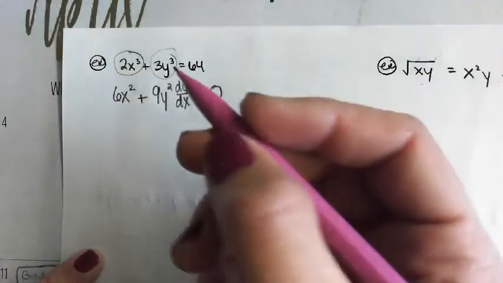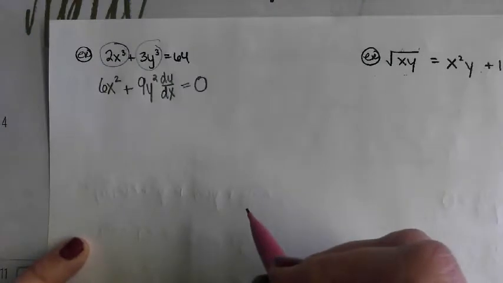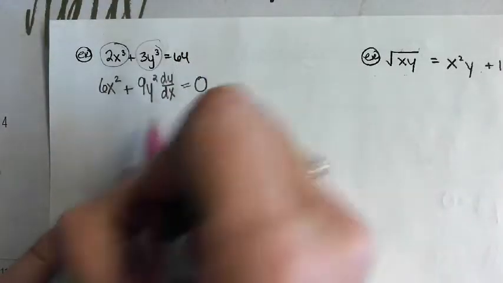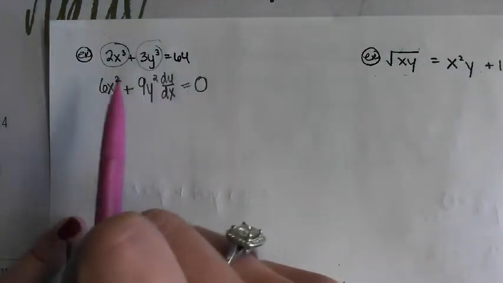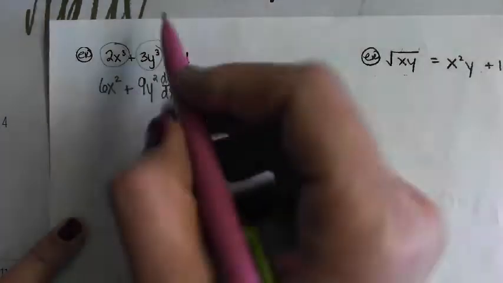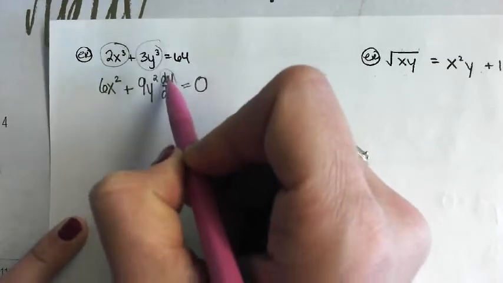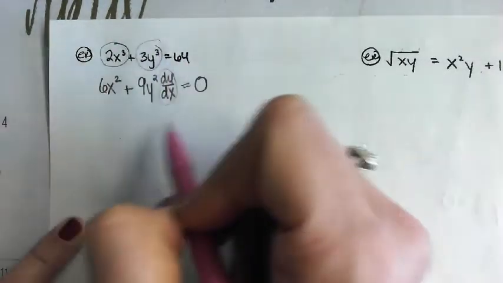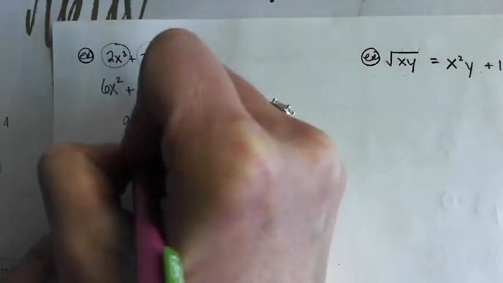So just getting dy dx all by itself, Zach, what do I have to do first? If I'm trying to isolate this, getting this all by itself, what over here do I have to move away first? Yep.